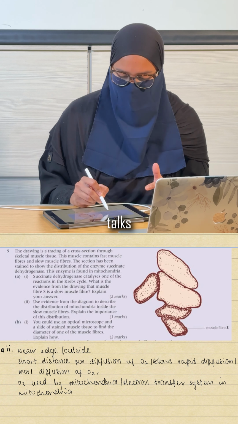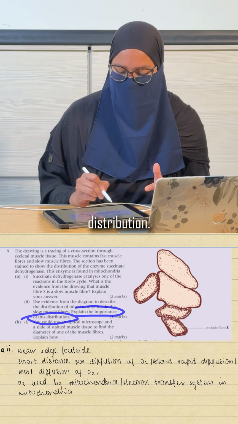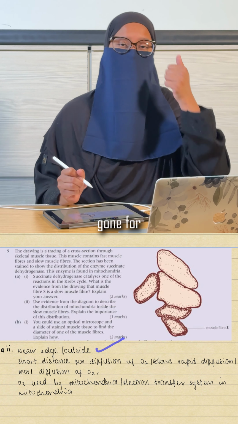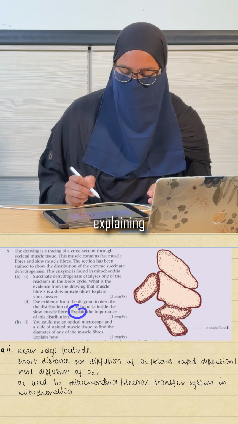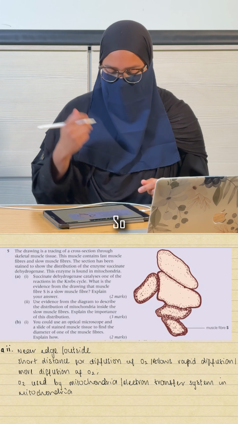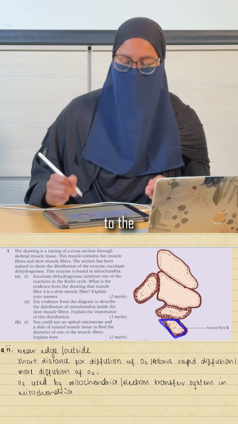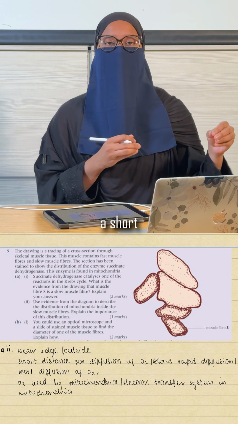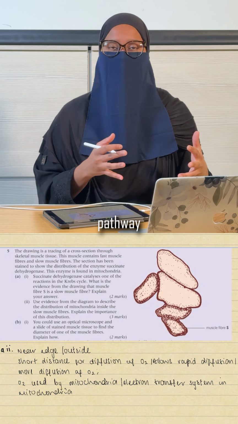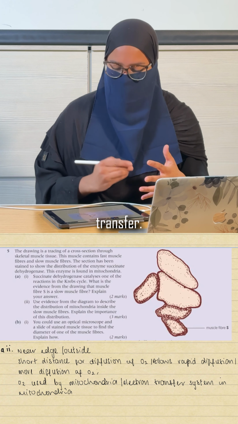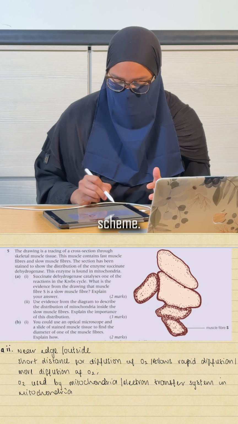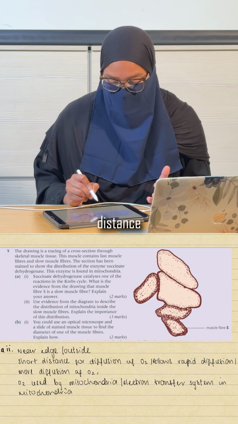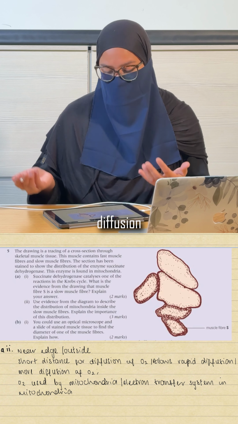The second point then talks about explain the importance of this distribution. So the first mark is already gone for describing. So you've got 2 more marks that are related to explaining the importance of this distribution. So let's talk about that. It's been distributed to the edge to create a short diffusion distance or a short pathway for oxygen to be able to transfer. And that is what they've written here in the second part of the mark scheme. Short diffusion distance and allows rapid diffusion for the oxygen.